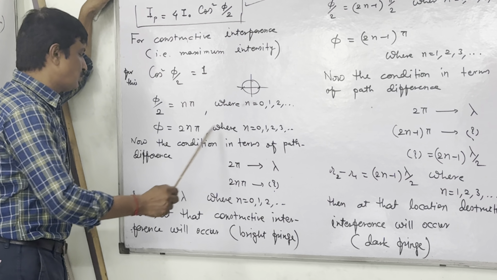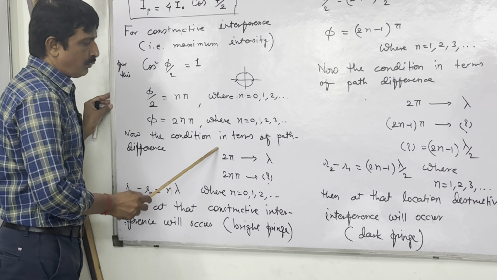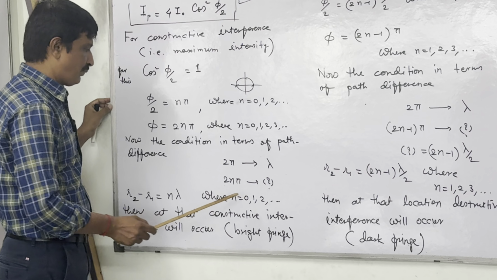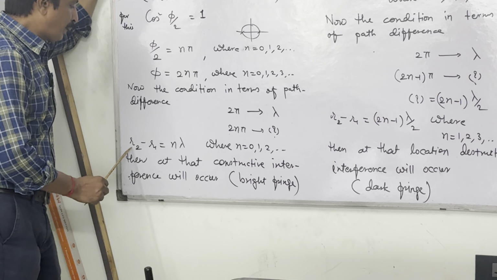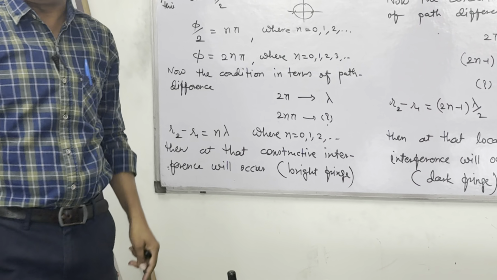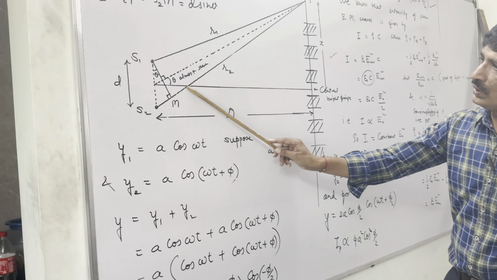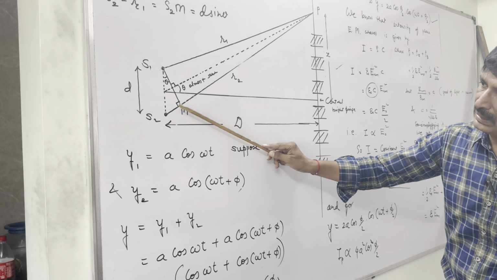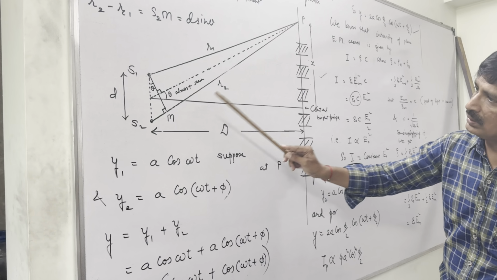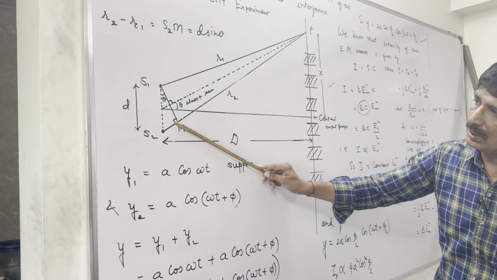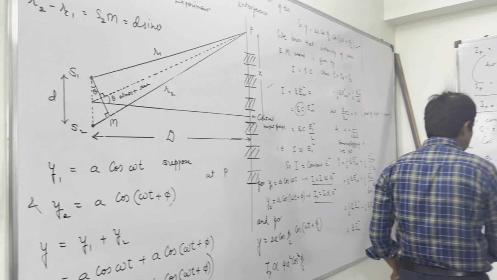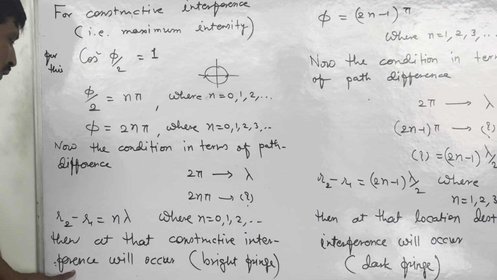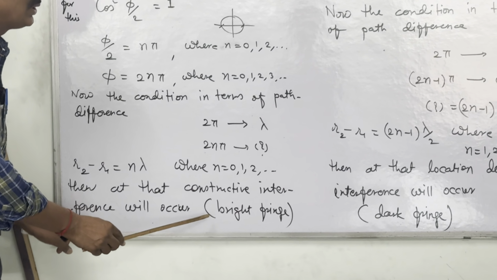Now the condition in terms of path difference: we know that for phase difference 2 pi radian, the corresponding path difference is lambda meter. So for 2n pi, how much path difference? It is of course n lambda. The path difference is R2 minus R1. Focus here: this one is R2, this one is R1, and the path difference is R2 minus R1 because this distance and this distance are almost equal. So R2 is greater by this amount, and this is the path difference. If the path difference is n lambda at point P, n an integer 0, 1, 2, then at that location constructive interference will occur, a bright fringe.